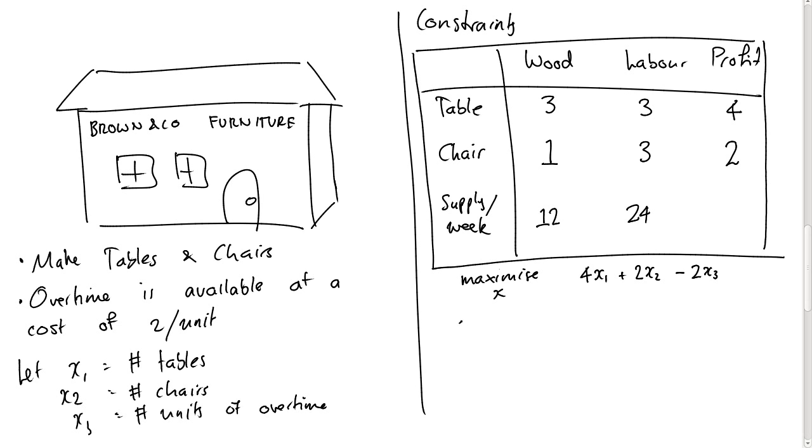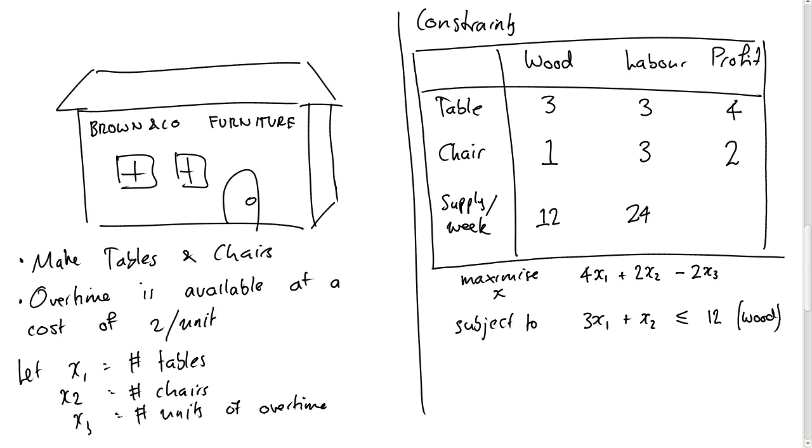Okay, and what are our constraints? Well, we can't use more wood than we've got. So every table takes 3 units of wood, every chair takes 1 unit of wood, and we're only getting in 12 units per week, so that's all we can do. So that's our wood constraint.